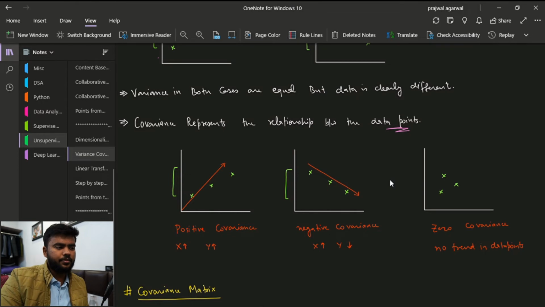Positive covariance is when, by increasing x, y is also increasing. Negative is when x is increasing, y is decreasing, and zero covariance is when there is no trend in the data points.